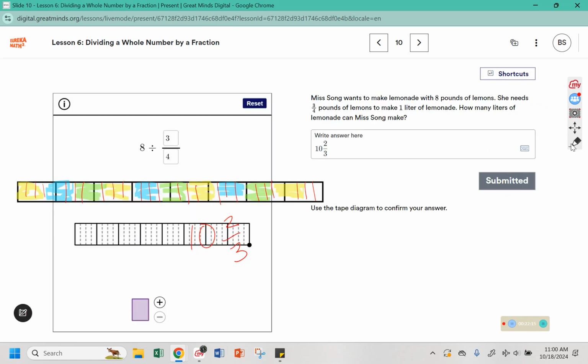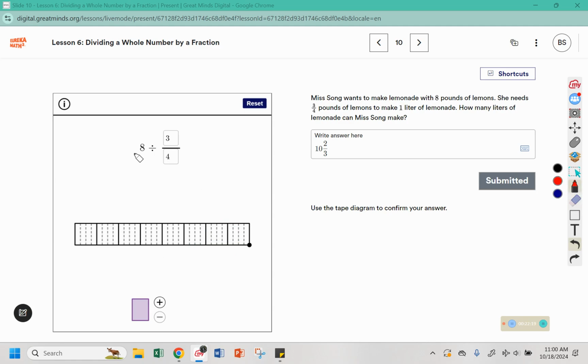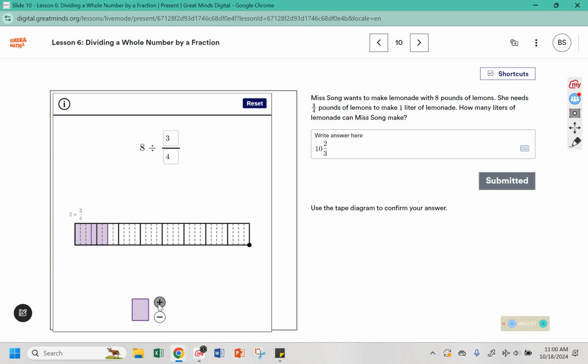And now use the tape diagram to confirm. Okay, so I have 8. It's split into 4s. We're going to shade in 3. We have 1, 2, 3, 4, 5, 6, 7, 8, 9, 10, and 2 left, but we need 3 to make another group, so 2/3.